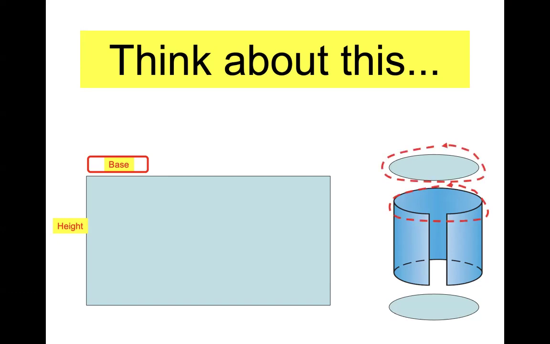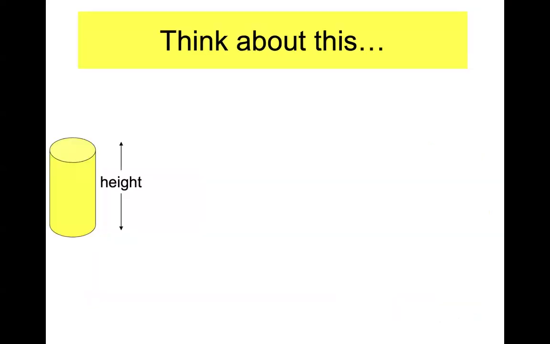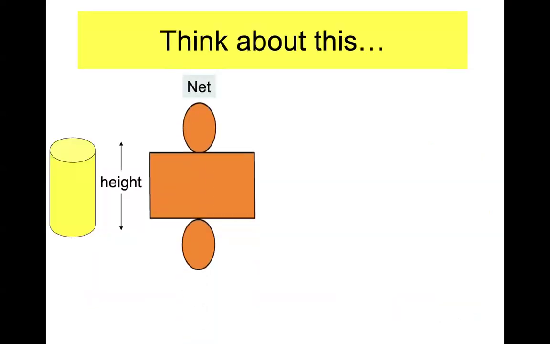Therefore, the rectangle's base on the left is the circumference of the base of the circle. Well, what about the other dimension? The other dimension is the height, and the height is the distance between the two circles. That's the width of the rectangle right there. We'll call it the height. So therefore, the area of the rectangle, which would be the lateral area of the cylinder, is circumference times height. Well, that's pretty convenient, right?